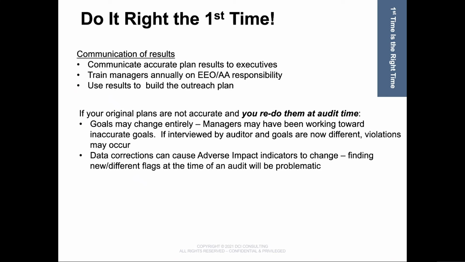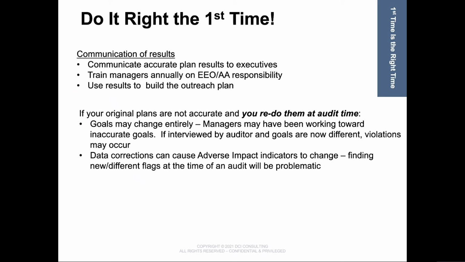If you wait until you get an audit, let me give you a scenario here. You have a January 1 AAP. Your results are done in February or March, and you're ready to communicate. So you go ahead and communicate these results. You tell all your senior leadership, hey, we have placement goals in professionals for minorities. We have some minority goals in our technicians. You train all your managers. We have a plan. Your recruiters are out trying to find minorities to be qualified and fit into these roles. And then you get an audit in August.